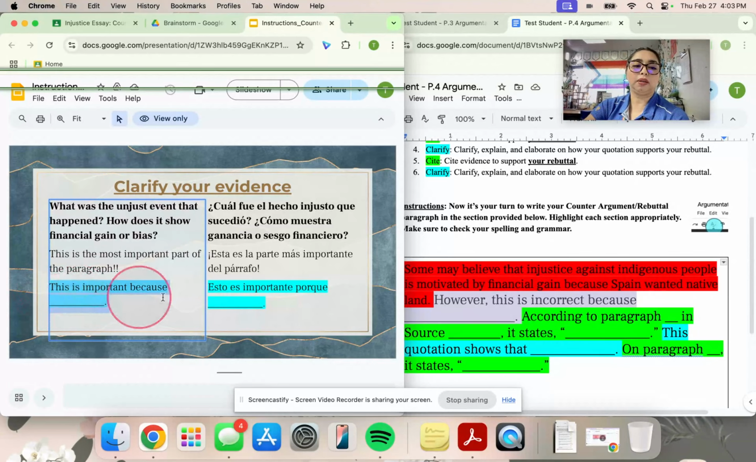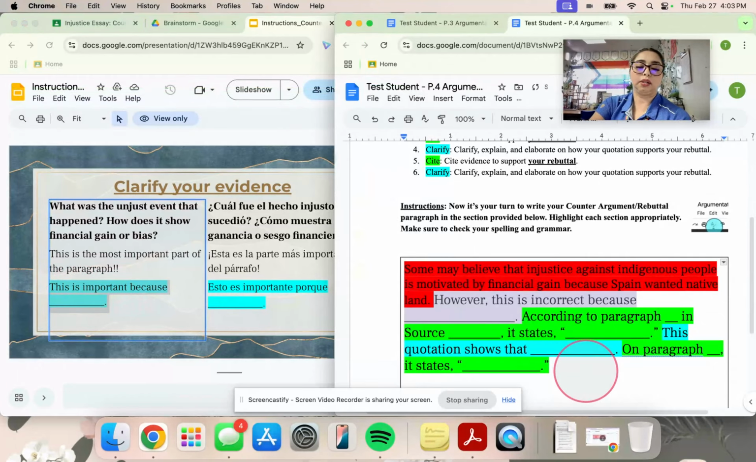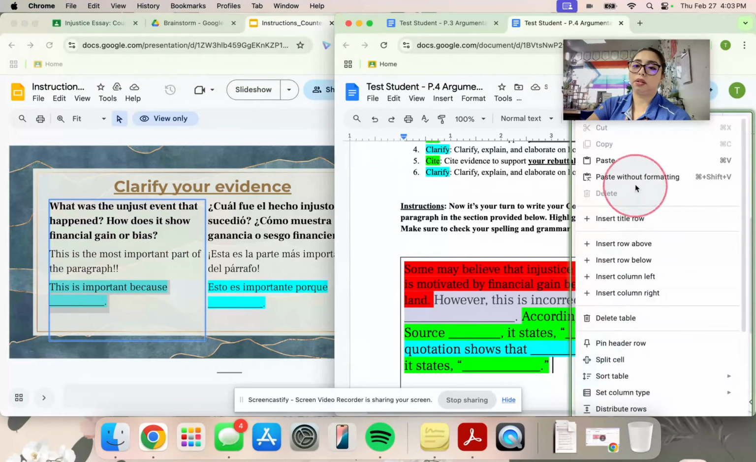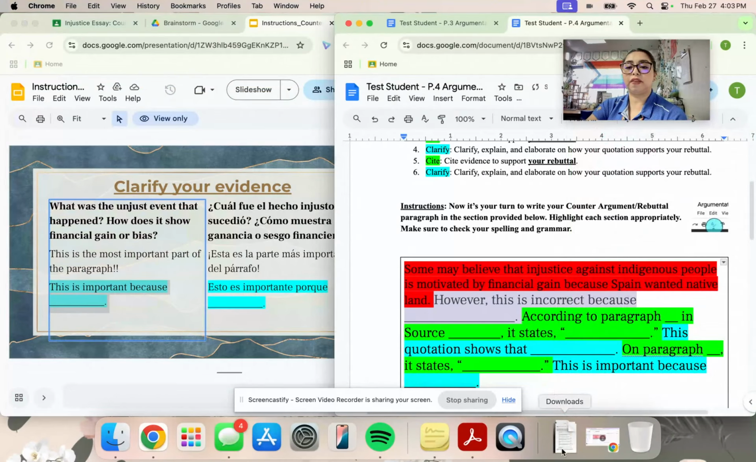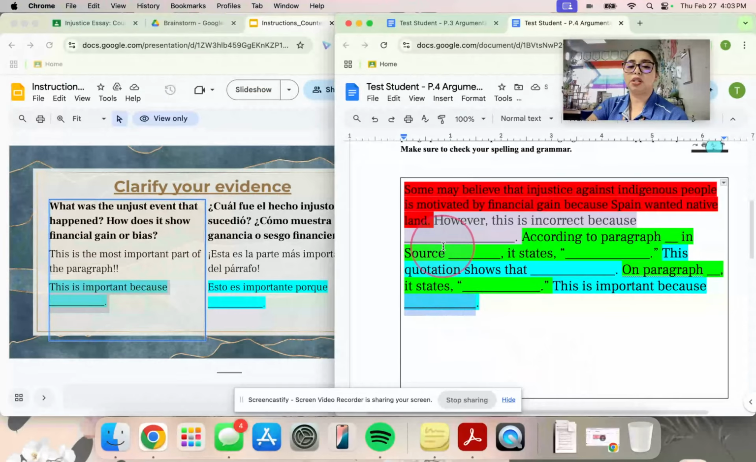And then finally, you need to clarify, how does this evidence support your rebuttal? And how does this evidence prove that these people are wrong? Again, your blue should be a lot longer than your green. If you've got a lot of green, that means that you have a lot to explain. If you've got a long quote, you've got a lot to explain. So your blue should be longer. Your clarify should be longer. Okay? So go ahead and pause. Do that now.